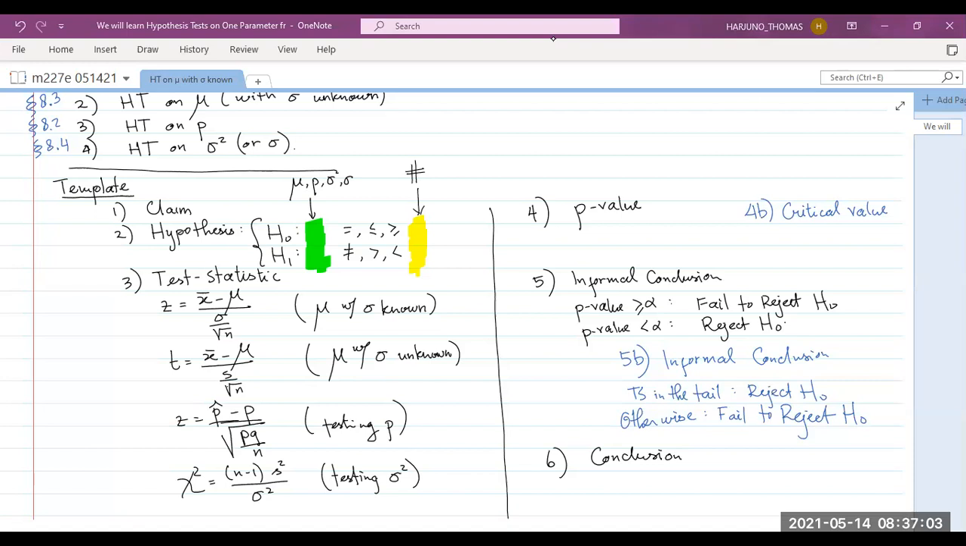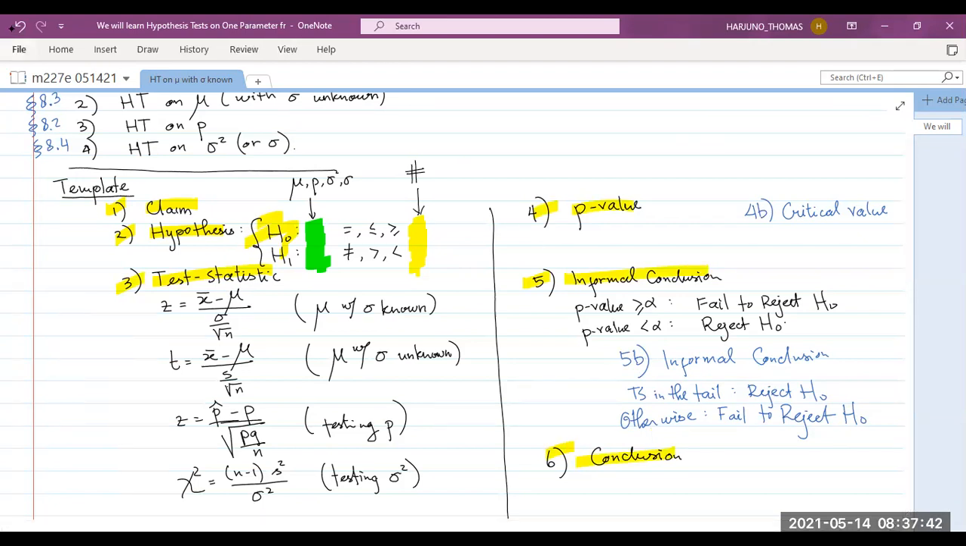Well, anyway, coming back here. We are not talking about whether Thomas is a good teacher or not. I'm talking about hypothesis testing, at least in my class, and later on when you pass this class and transfer to university and you need to do some hypothesis testing on a certain claim, you're supposed to write it in these 6 steps. I even require you to write: 1, claim; 2, hypothesis; 3, test statistic; 4, p-value; 5, informal conclusion; 6, conclusion.